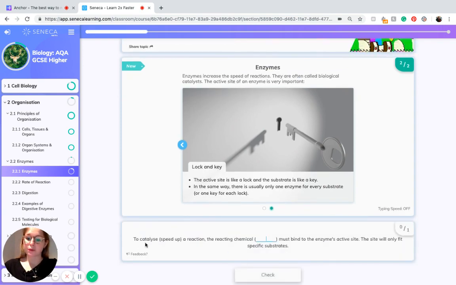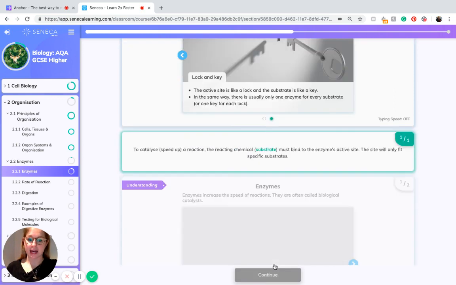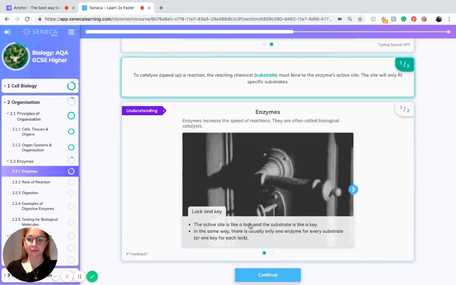So as we've just learned, to catalyze or speed up a reaction, the reacting chemical is called a substrate, and this must bind to the enzyme's active site. Let's go a little bit further with this lock and key model. The active site is like a lock and the substrate is like a key. Every substrate is different and is specific to a specific lock. Only this key can unlock that lock.